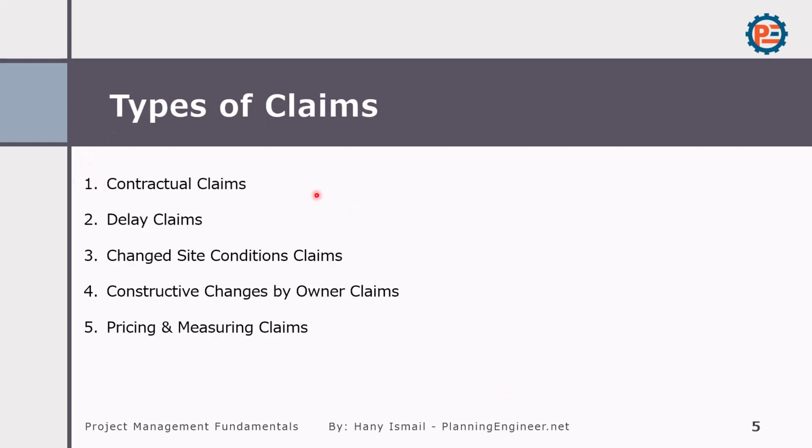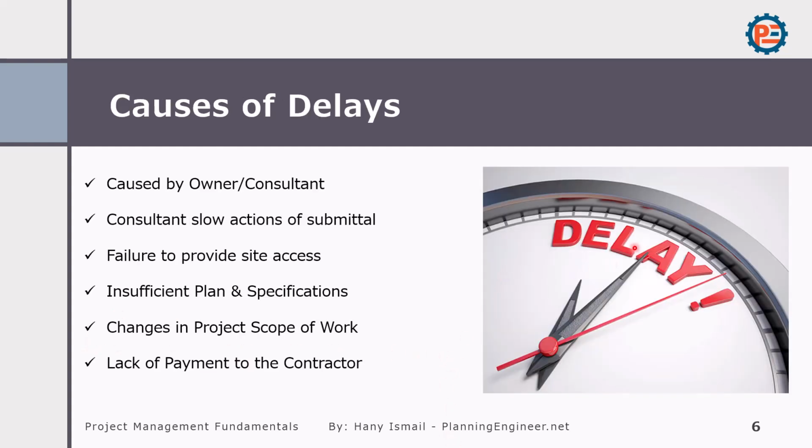So we have different types of claims. We have contractual claims, delay claims, changed site condition claims, changes by owner claims, and pricing and measurement claims. As we said, we will only focus on the delay claims. The delay claims could be caused by the owner or consultant, such as slow action on submittals by the consultant, failure to provide site access, insufficient plans or specifications, changes in project scope of work, and lack of payment to the contractors. So these are causes of claims that are not because of the contractor.